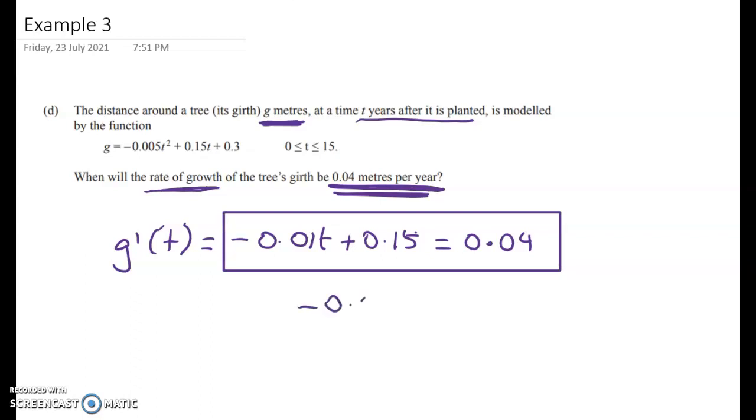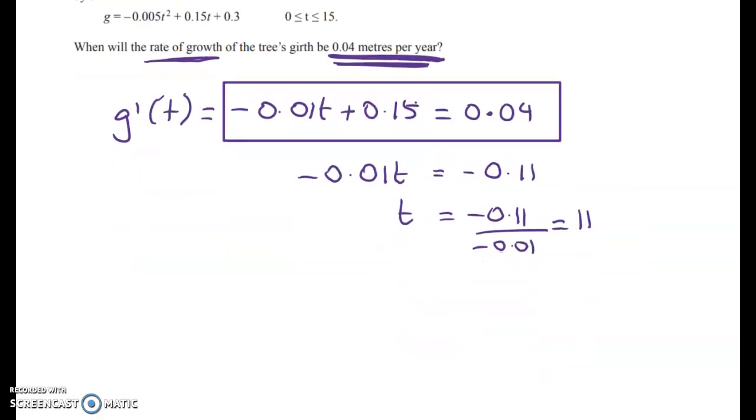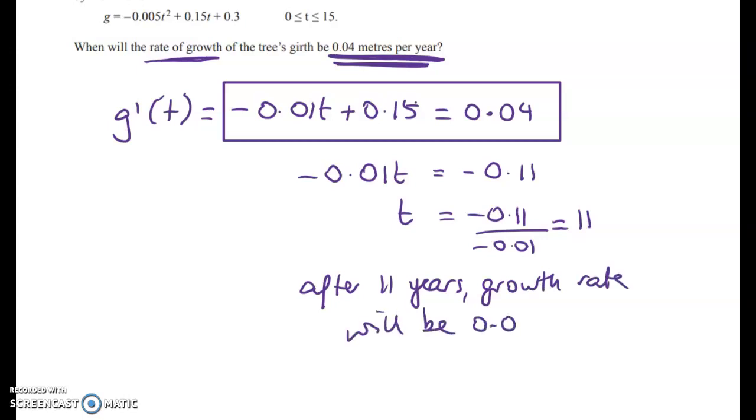So we get negative 0.01 t is equal to negative 0.11. Dividing through gives us t equals 11. So the rate of growth will be that much after 11 years, right? So after 11 years, the growth rate will be 0.04 meters per year.